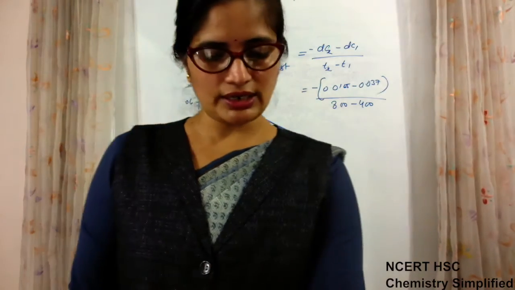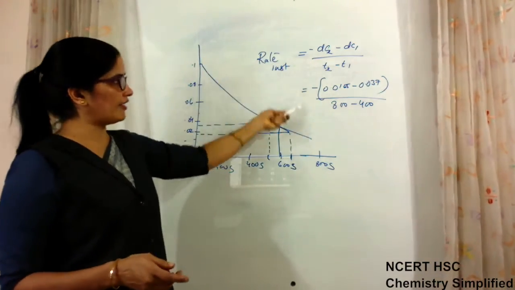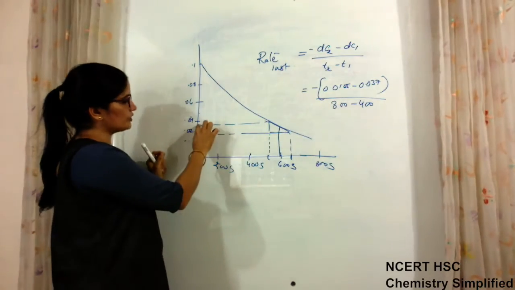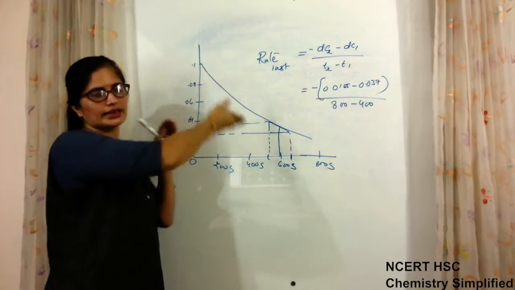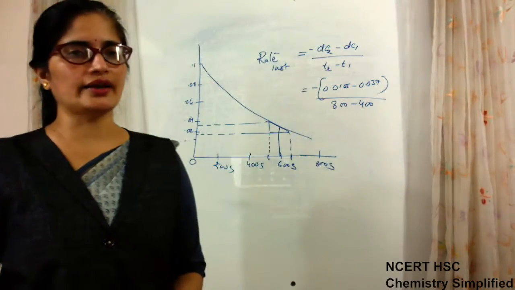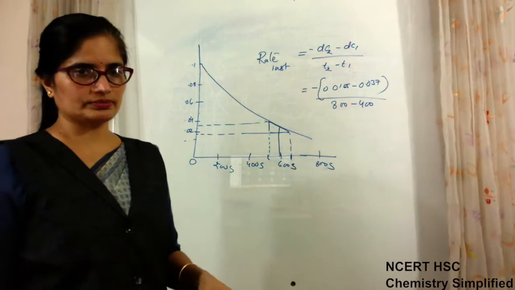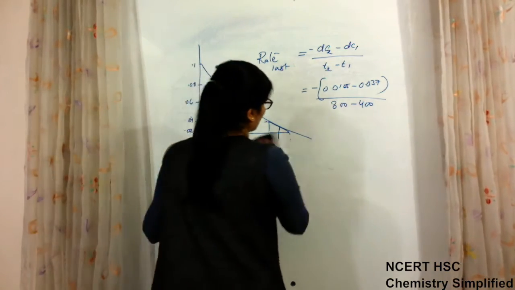So for instantaneous also these two values are needed, and if it is average rate, then these values will not be so close. One value will be here, and the other value will be here, like this. So this will only be the difference in instantaneous and average rate of reaction. Clear?